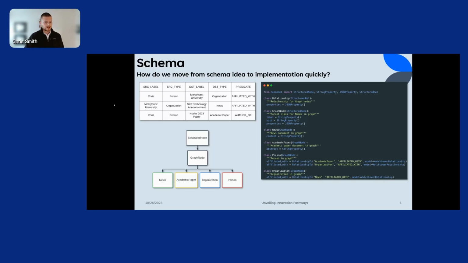Last thing I'll mention here is how expressive creating relationships are in NeoModel as well, right? If we look at those affiliated with relationships on the person and organization node, they're really clean to write. They're expressive and they're easy to follow. So if a developer picks up this code, they're able to see, okay, I know exactly what this person's doing. It's intuitive, and I can work on this.